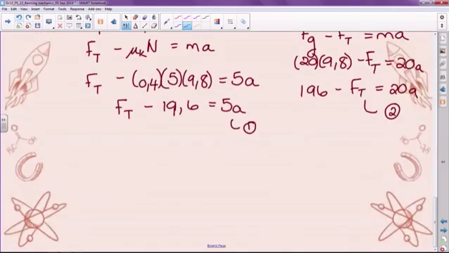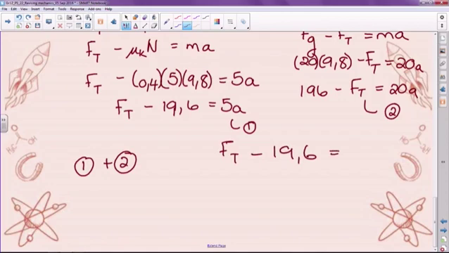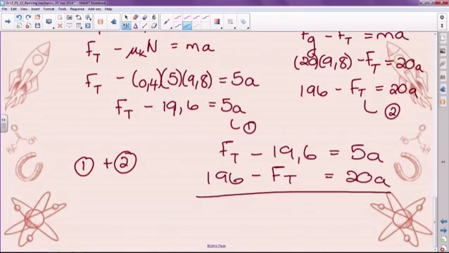In my own school, a colleague and I teach this very differently. But I tell my learners to always add the two equations. So you go Ft minus 19,6 equals 5a, and then 196 minus Ft equals 20a. The reason I do this is if I've set the equations up correctly, Ft cancels. That means now I have 196 minus 19,6, which gives me 176,4, which is equal to 25a.